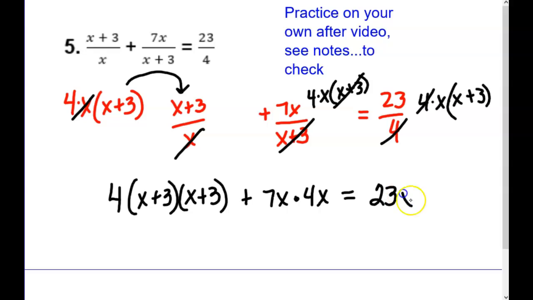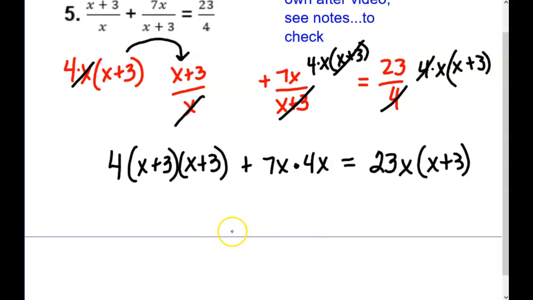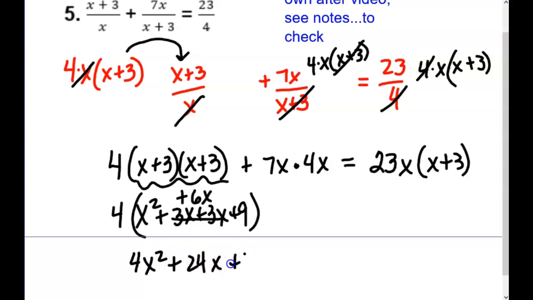Here we'd have a 23x times an x plus 3. Oh, I feel like this is trickier than anything I'm going to ask. Can I just kind of go fast? If you FOILed that part together, you'd get an x squared plus 3x plus 3x plus 9. And then you'd still have that 4 to distribute. And I think I will add these and get a 6x in the middle. So I'd have a 4x squared plus 24x plus 36.